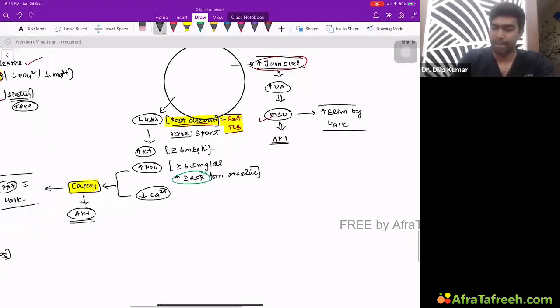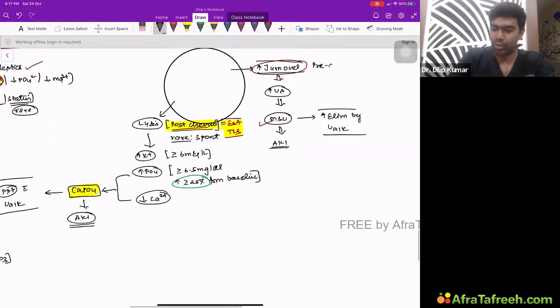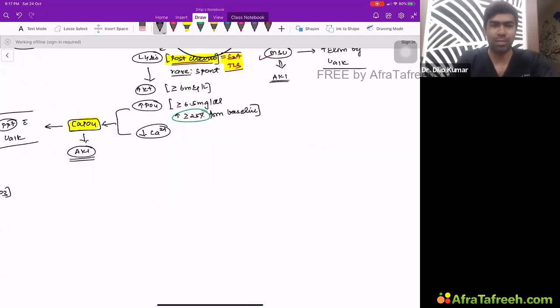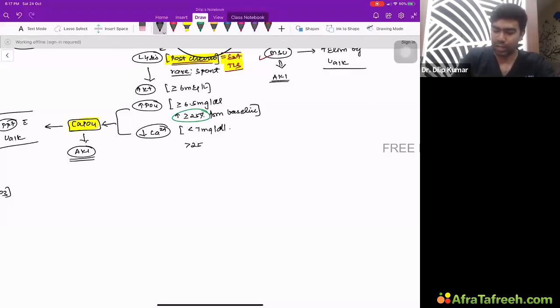Pre-chemotherapy, it will be usually due to high cell turnover. It's not an established tumor lysis, but after chemotherapy, it will be usually due to an established tumor lysis. So low calcium, in the sense, how much should there be? Hypocalcemia means it should be either less than 7 milligrams per deciliter, or more than 20% decline from the baseline calcium.